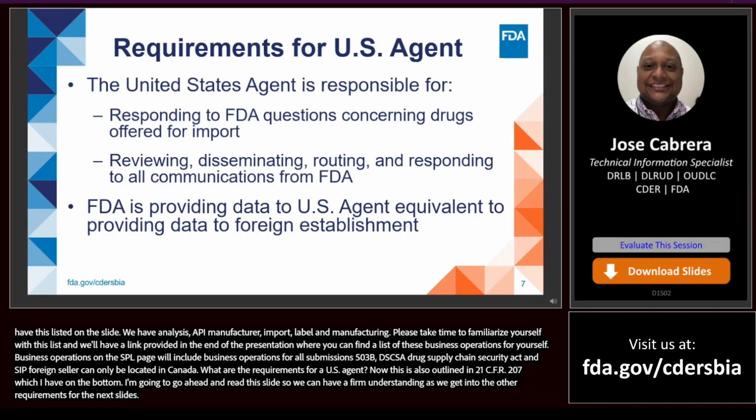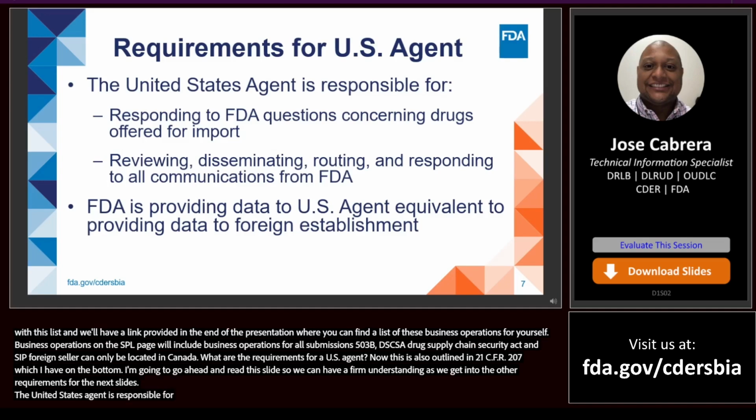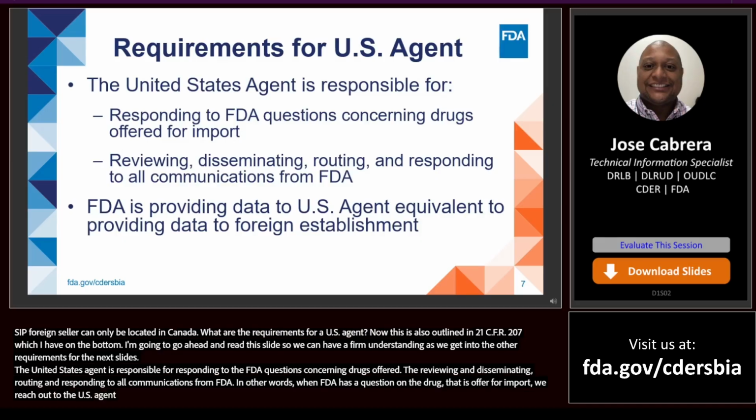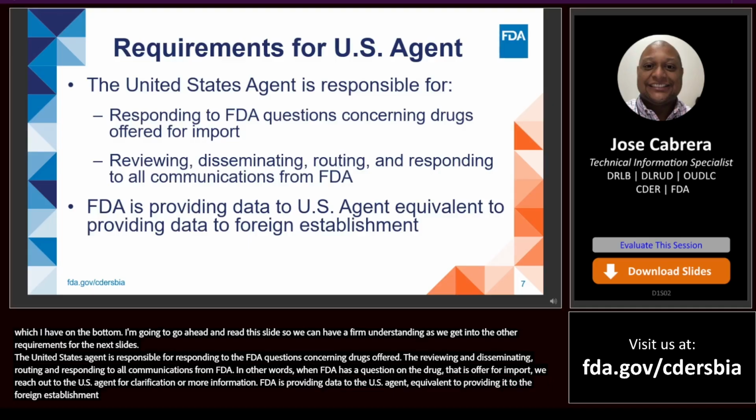The United States agent is responsible for responding to the FDA questions concerning drugs that are offered for import, reviewing, disseminating, routing, and responding to all communications from FDA. In other words, when FDA has a question on a drug that's offered for import, we reach out to the U.S. agent for clarification or for more information. FDA is providing data to the U.S. agent equivalent to providing data to the foreign establishment. If we are communicating with the U.S. agent, we are communicating with the foreign establishment.